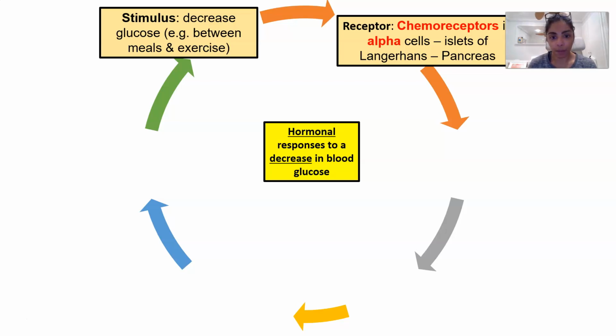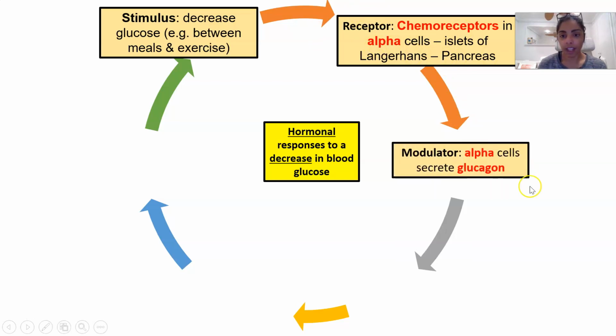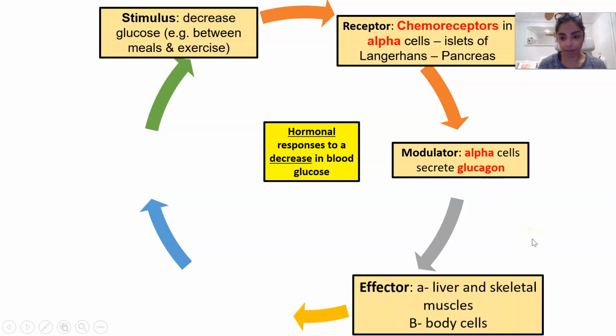Still chemical receptors, so the receptors are still chemoreceptors, and these chemoreceptors will stimulate alpha cells in the pancreas, in the islets of Langerhans, and the modulator in this case again are the alpha cells in the islets of Langerhans, the pancreas. This time, glucagon, the hormone glucagon, is stimulated to be released. Now, glucagon does the opposite of insulin. However, it still targets liver and skeletal muscles, and it still targets body cells.